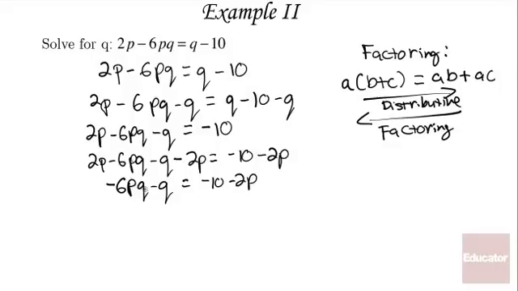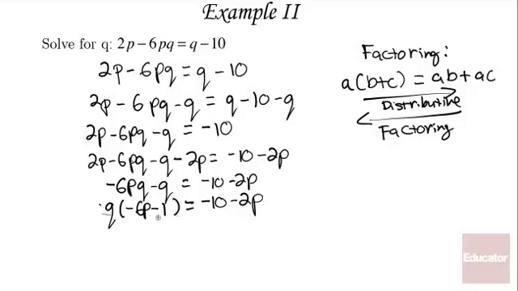So what I'm going to do is I'm going to pull this q out from here using factoring. The way I can double check to see that I factored correctly is I can use the distributive property to make sure that I get my original term back. So q times negative 6p is negative 6pq. Q times negative 1 is negative q. So I factored correctly, and I'm allowed to do that with this. So negative 10, the right side stays the same. What this has done is allowed me to separate out this q.